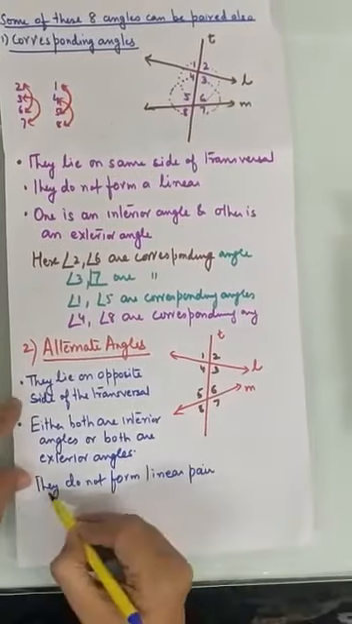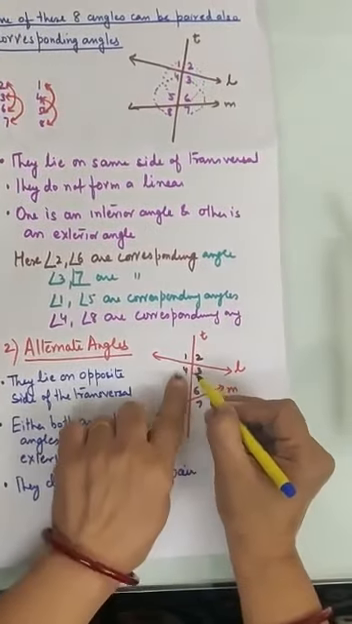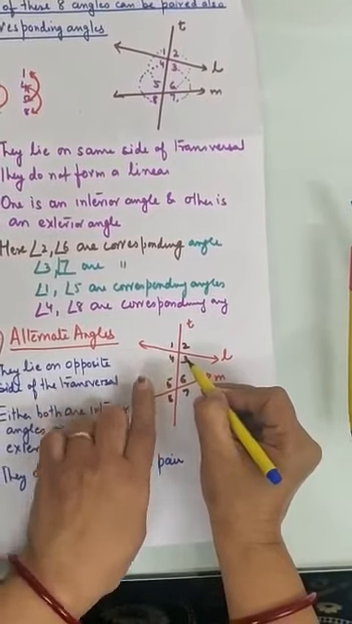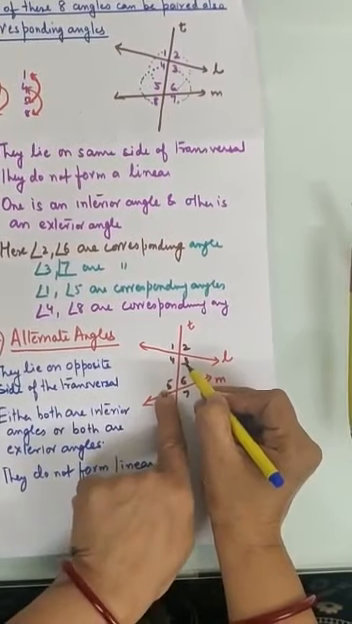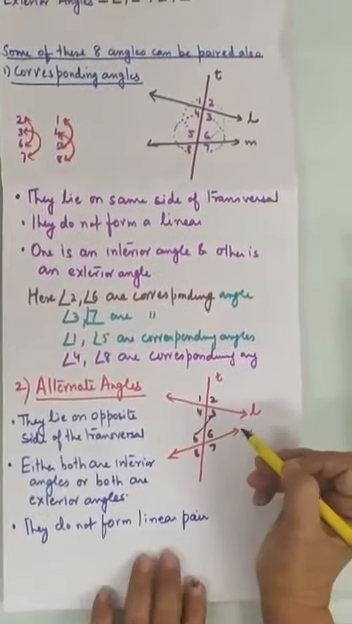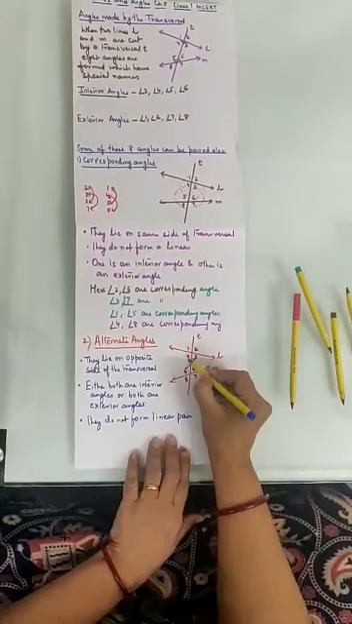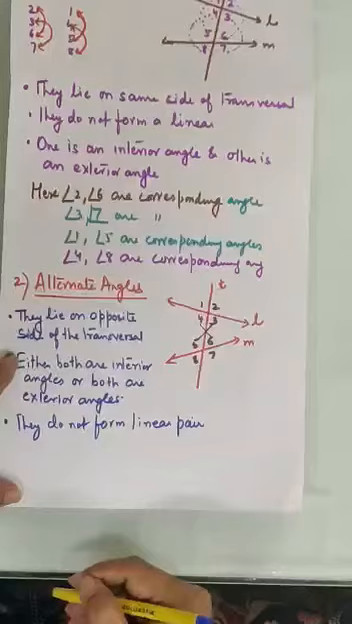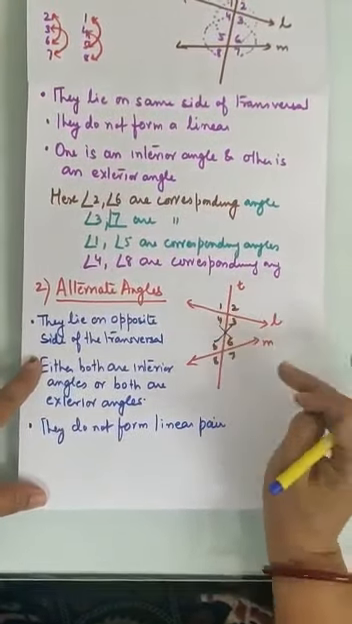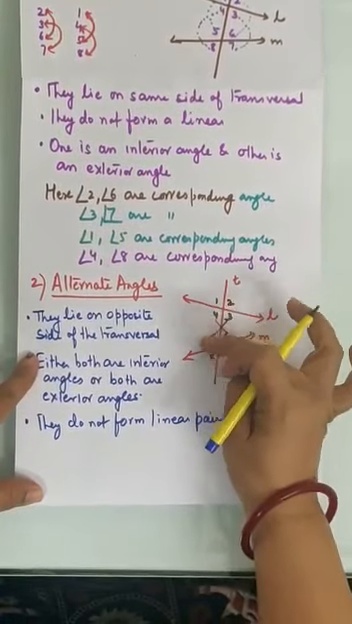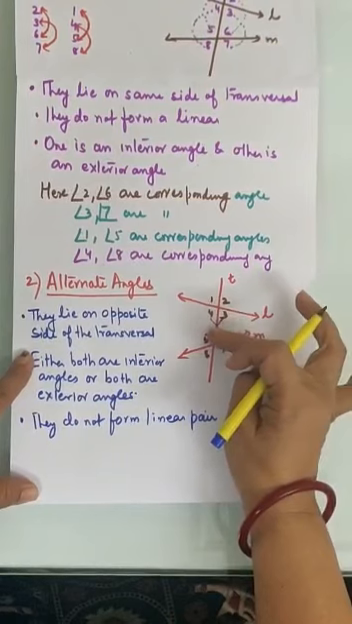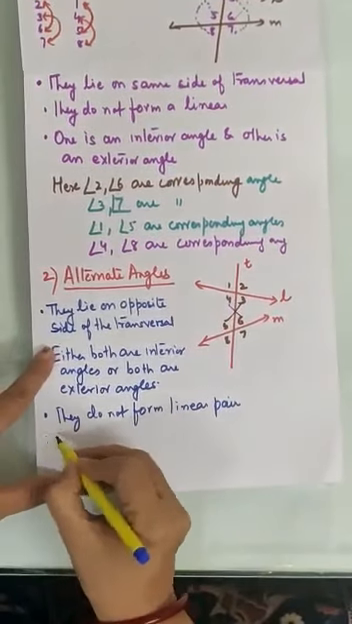अब देखो, they do not form a linear pair. मतलब 3 के साथ 4 नहीं हो सकता, ये linear pair बन जाता है. So we will have 3 and 5, this and this. So another pair will be 4 and 6. Now see, all these are in between these two lines, so they are called interior alternate angles.